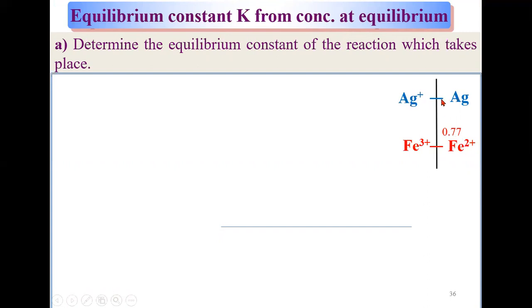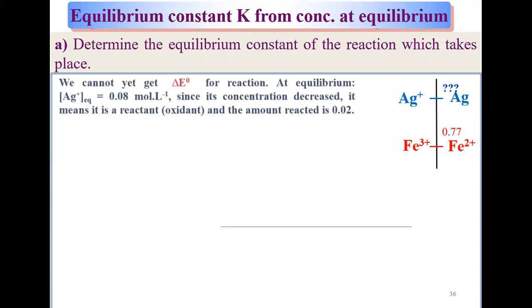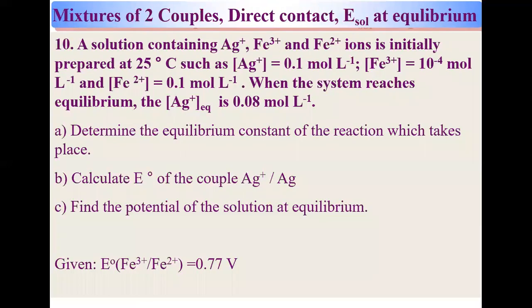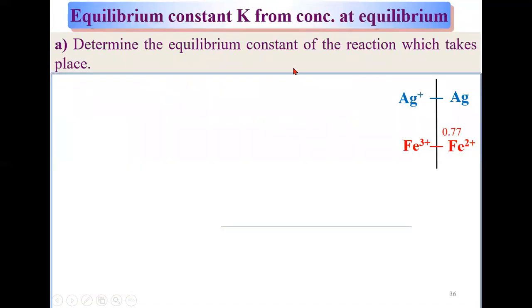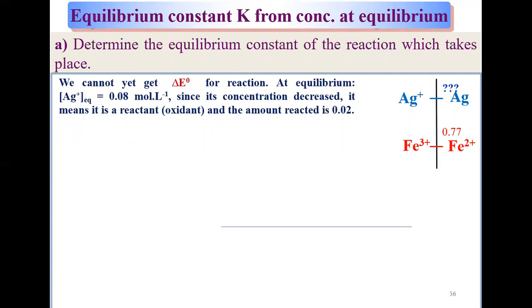Should it be up on top of the iron or below the iron? We have no idea where the Ag should belong, okay? So I don't know if it's going to undergo reduction or oxidation. And I also cannot get the E naught right away, so I can't get the equilibrium constant right away. But we are given that at equilibrium, the Ag is 0.08. If it was, notice again, just for a moment, if its concentration was 0.1 initially, and at equilibrium it became 0.8, what does that mean to you?